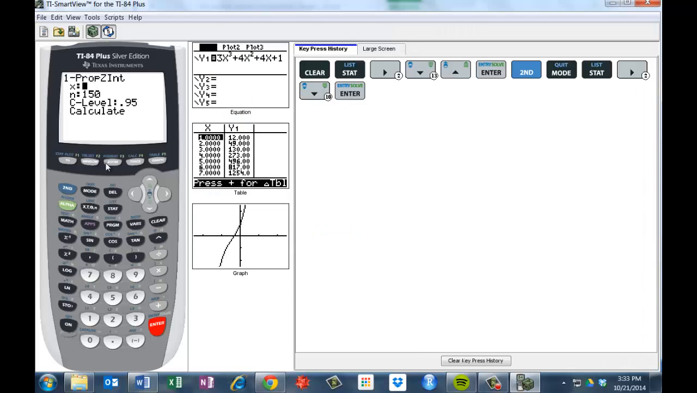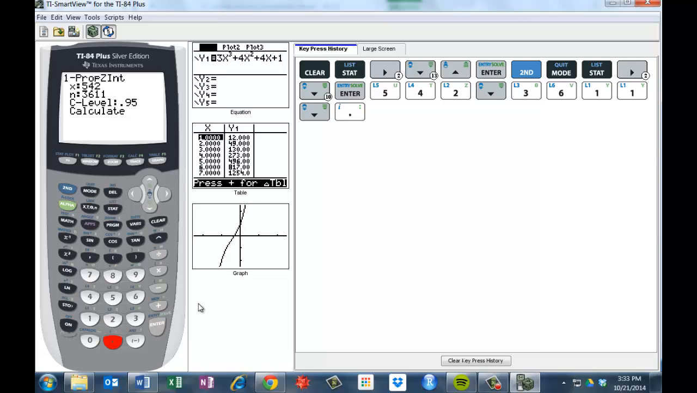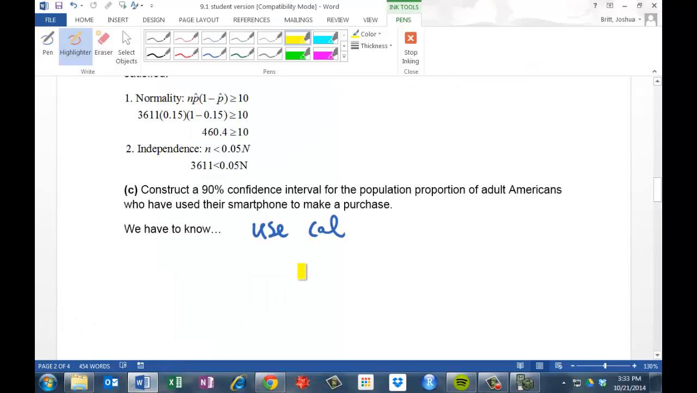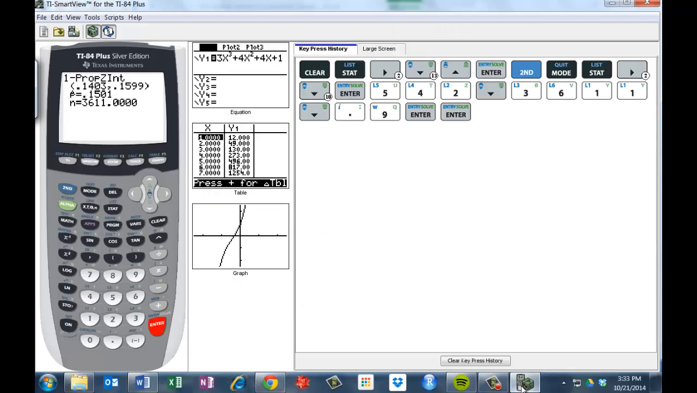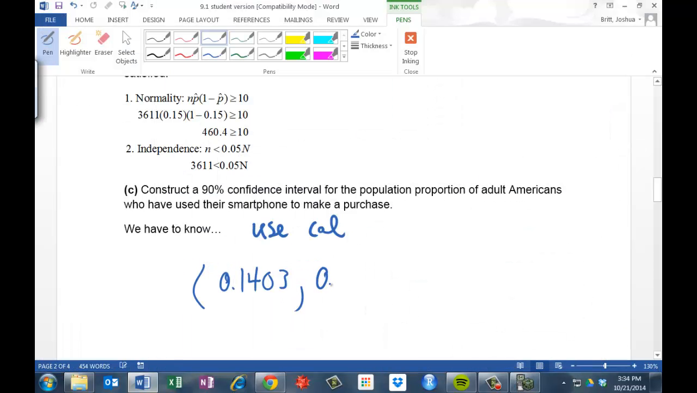So X, which is 542, and then N, which is 3611, and then the confidence is 0.9. Calculate, and here we have our interval. So 0.1403 up to 0.1599.